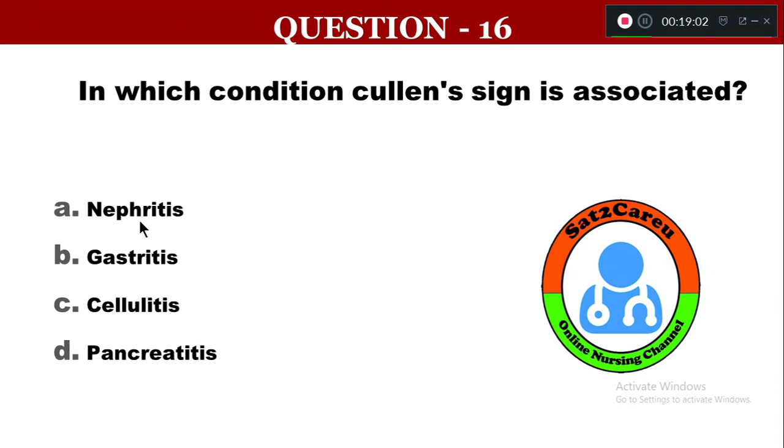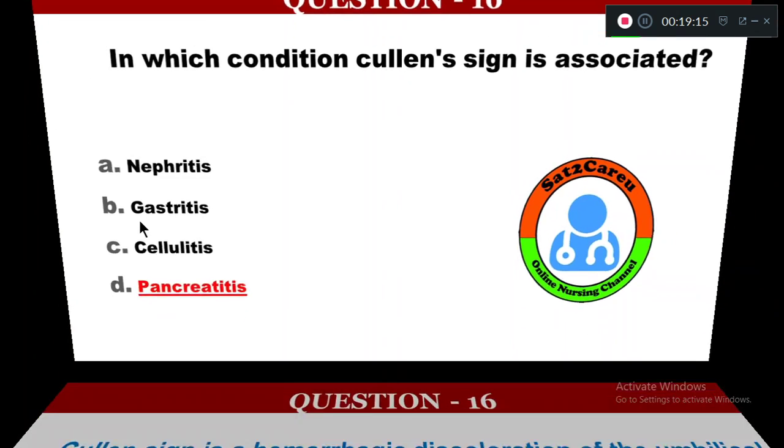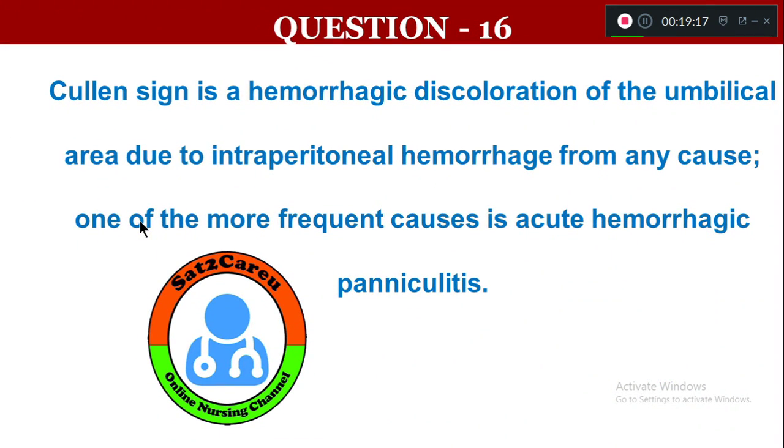Move on to question number 16. In which condition is Cullen's sign associated? A. Nephritis, B. Gastritis, C. Cellulitis, D. Pancreatitis. Cullen's sign is seen in pancreatitis, which is the right answer. Cullen's sign is a hemorrhagic discoloration of the umbilical area due to intraperitoneal hemorrhage from any cause. One of the most frequent causes is acute hemorrhagic pancreatitis.